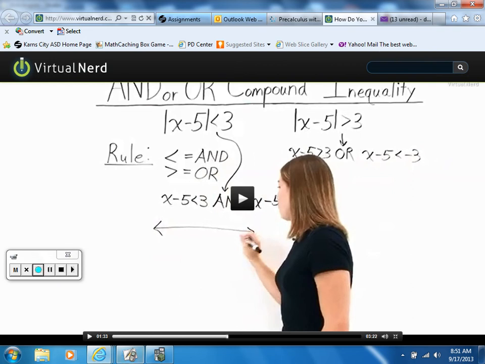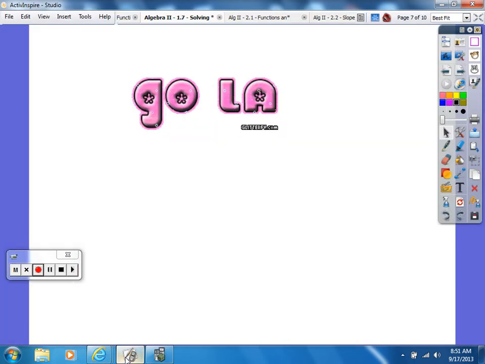And we're actually going to pause it right there, because in that you were able to see the greater than symbol goes with or, and the less than symbol goes with and, right? And that's what that Go LA stands for. So if you've never heard of Go LA, you probably want to write that down. The greater than symbol, and the greater than symbol is this symbol right here, goes with which word? Or. And the less than symbol goes with and. Okay? So that's what that Go LA stands for.